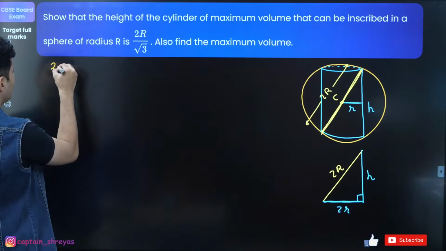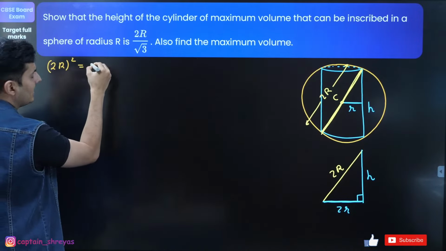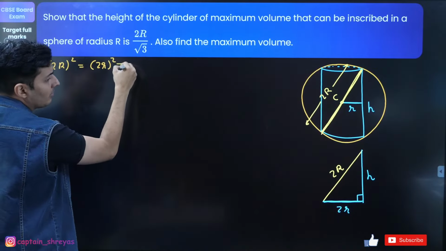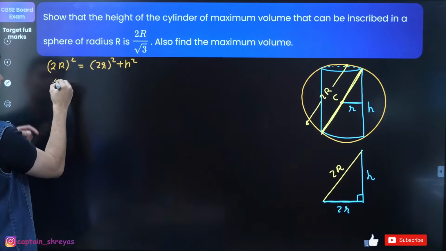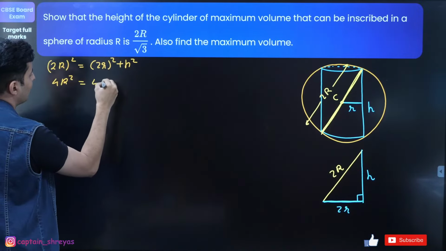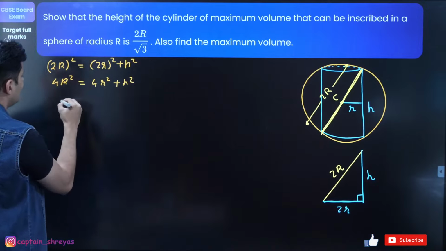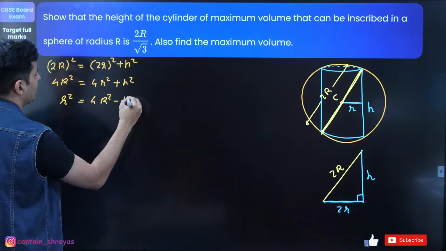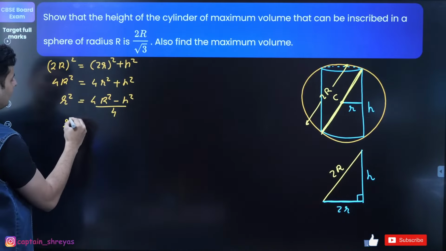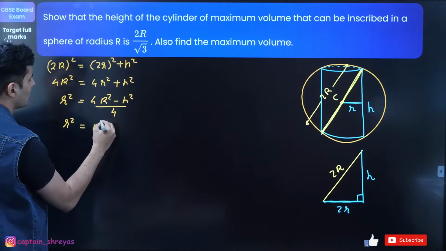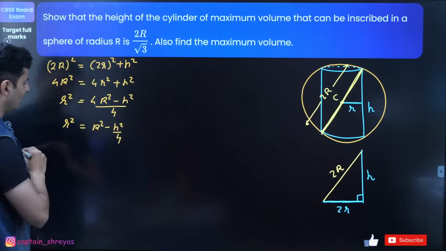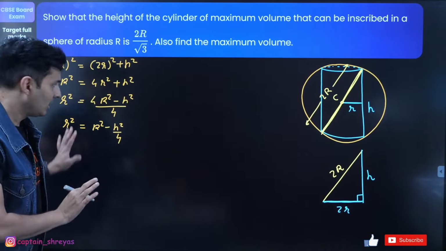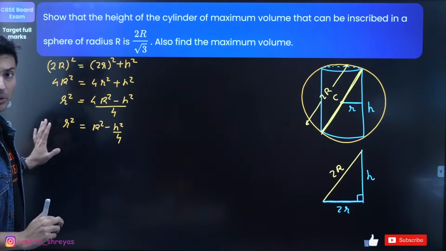So over here, 2R whole square is equal to 2r square plus h square. So this will become 4R square is equal to 4 small r square plus h square. So therefore r square will be (4R square minus h square) by 4. Rather, r square is basically R square minus h square by 4. I'll just keep it as it is. I will not touch this right now. I'm just going to keep it on the side.